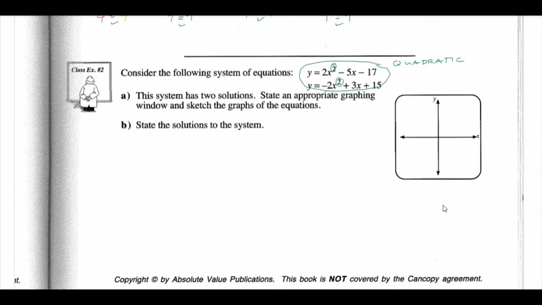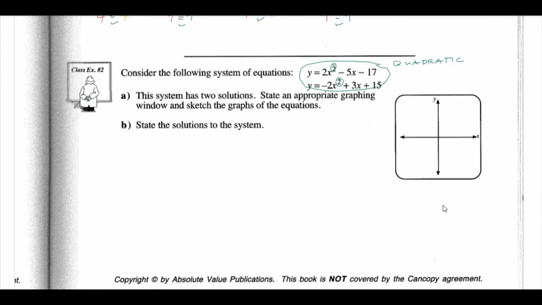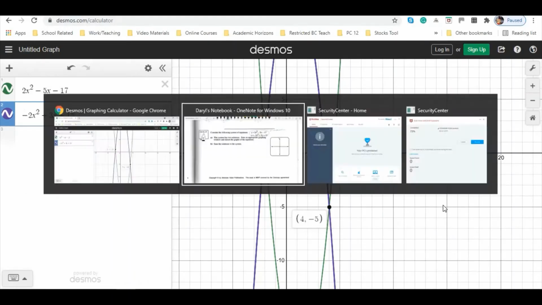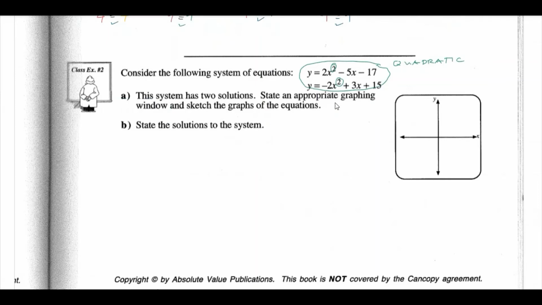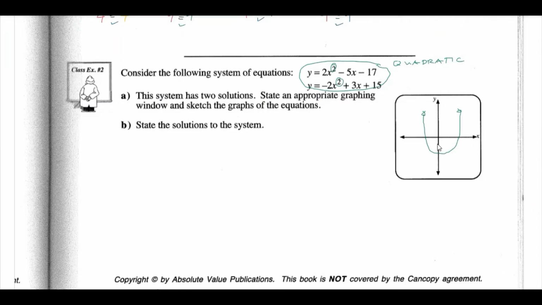So if I go back again, it's just a graph. One is opening upward, and the other one is opening downward. So the sketch would be something like this. Okay, so it should be a parabola. So maybe you can draw better than me. So that's a parabola there.